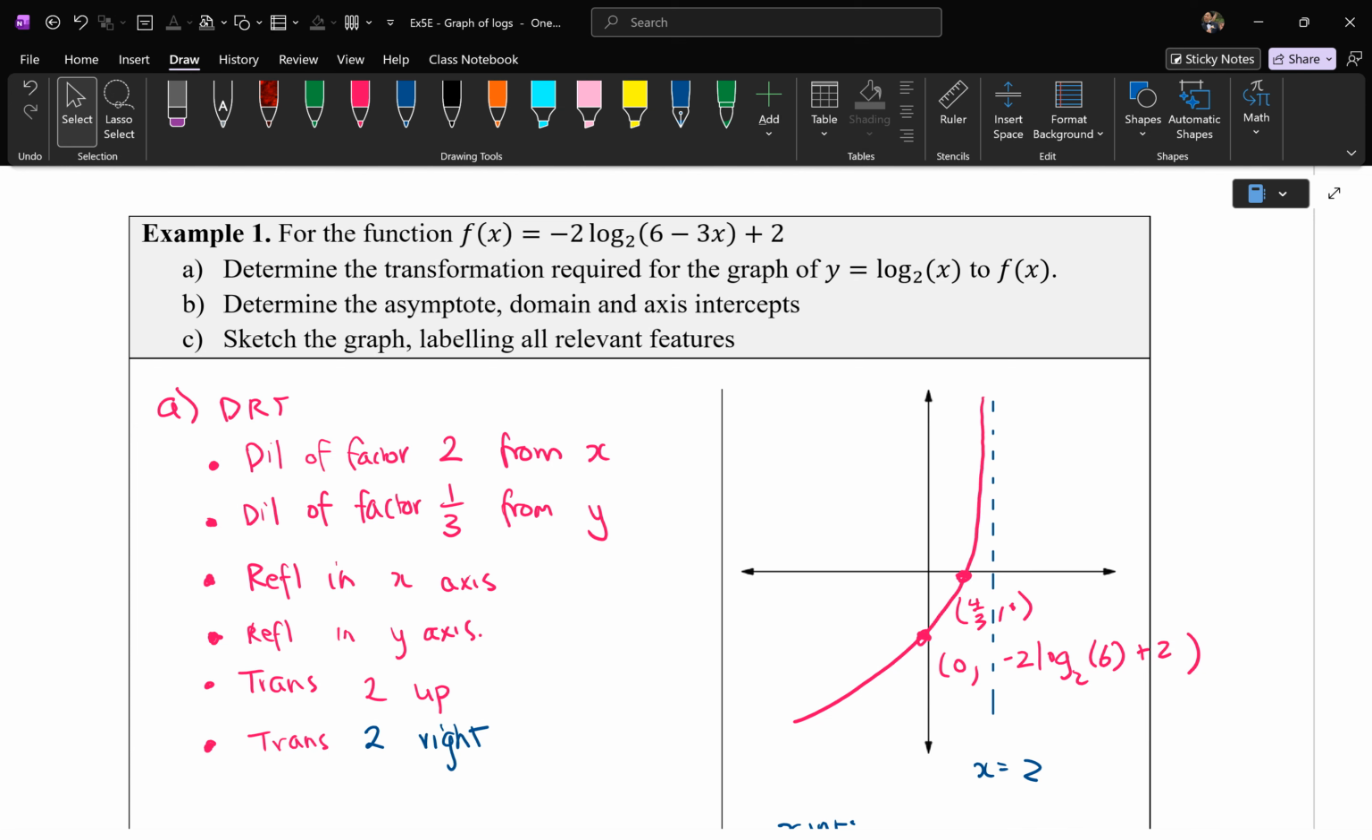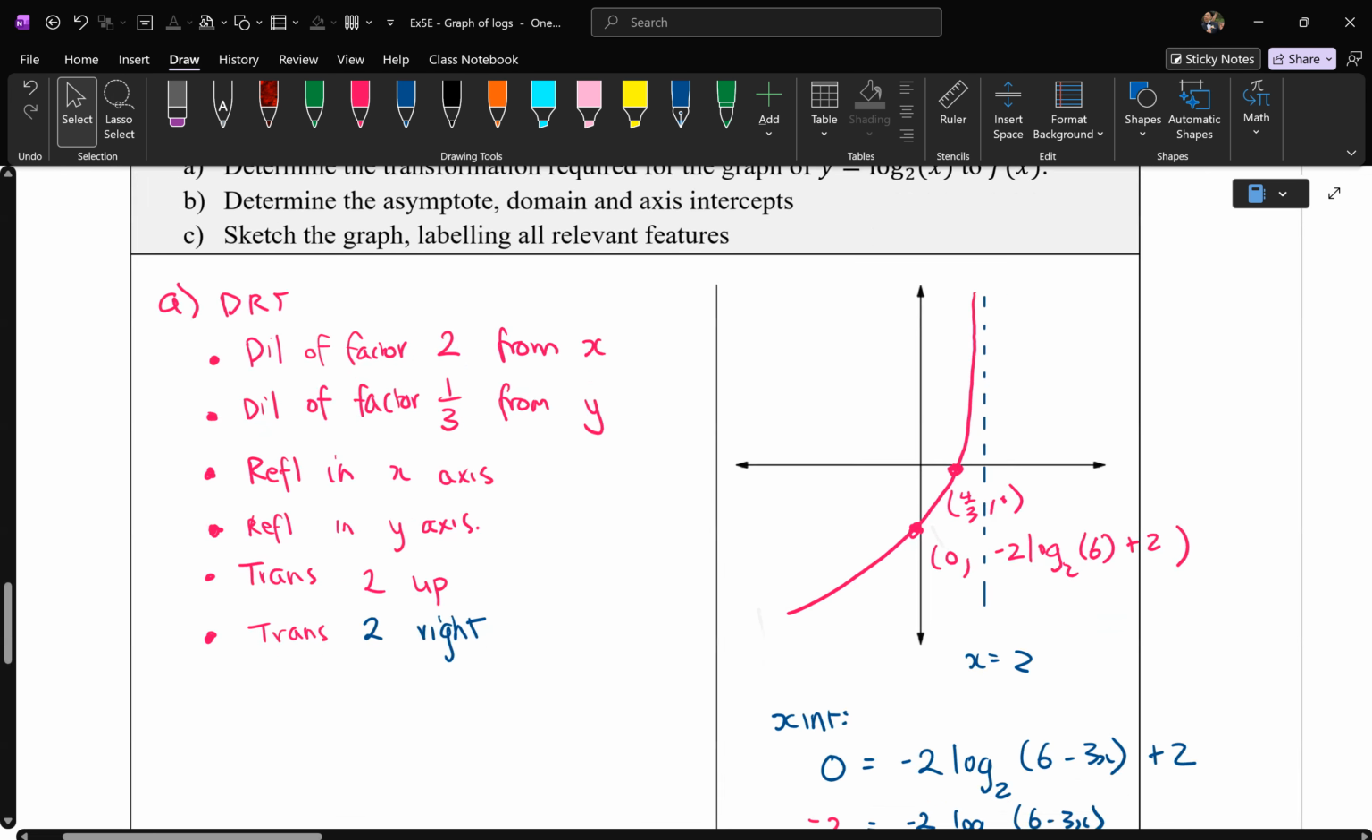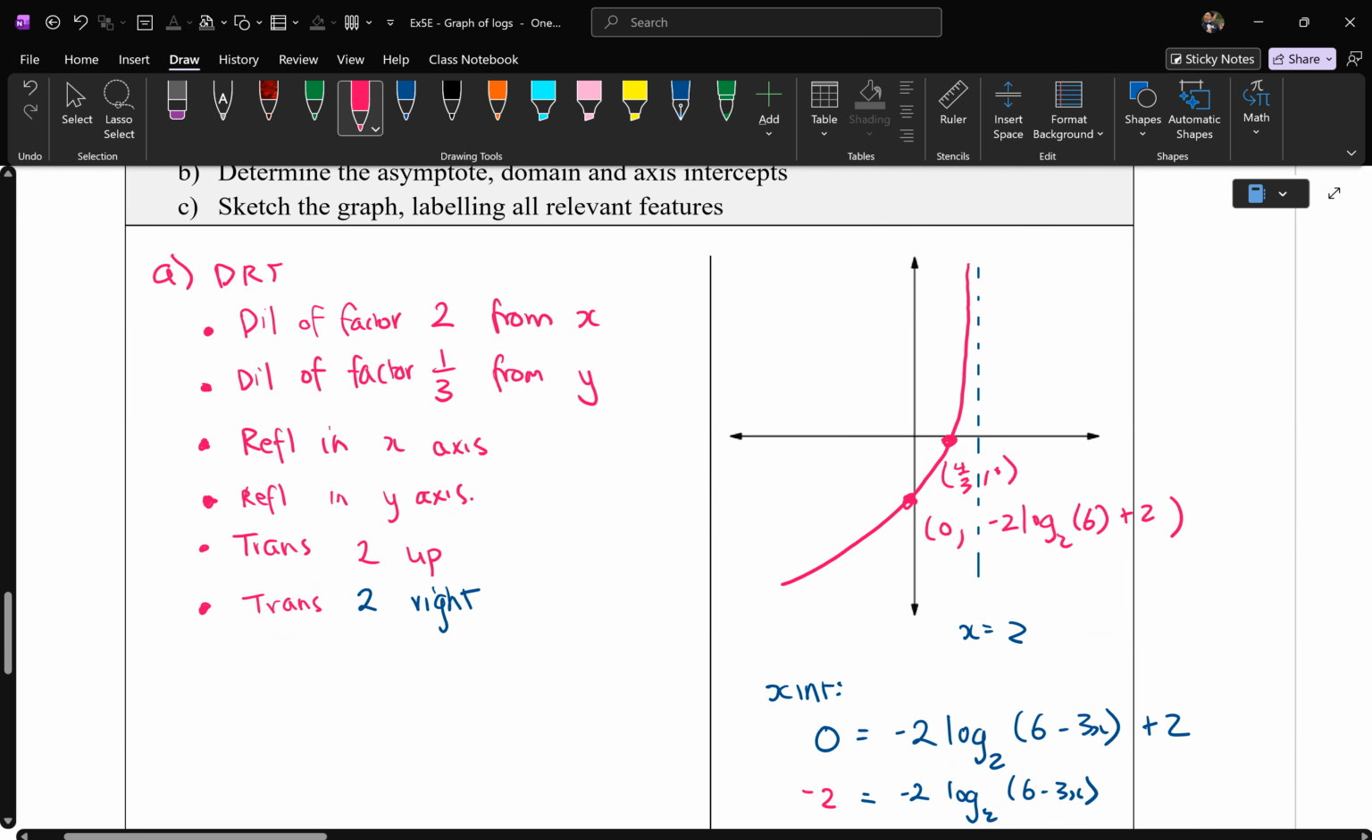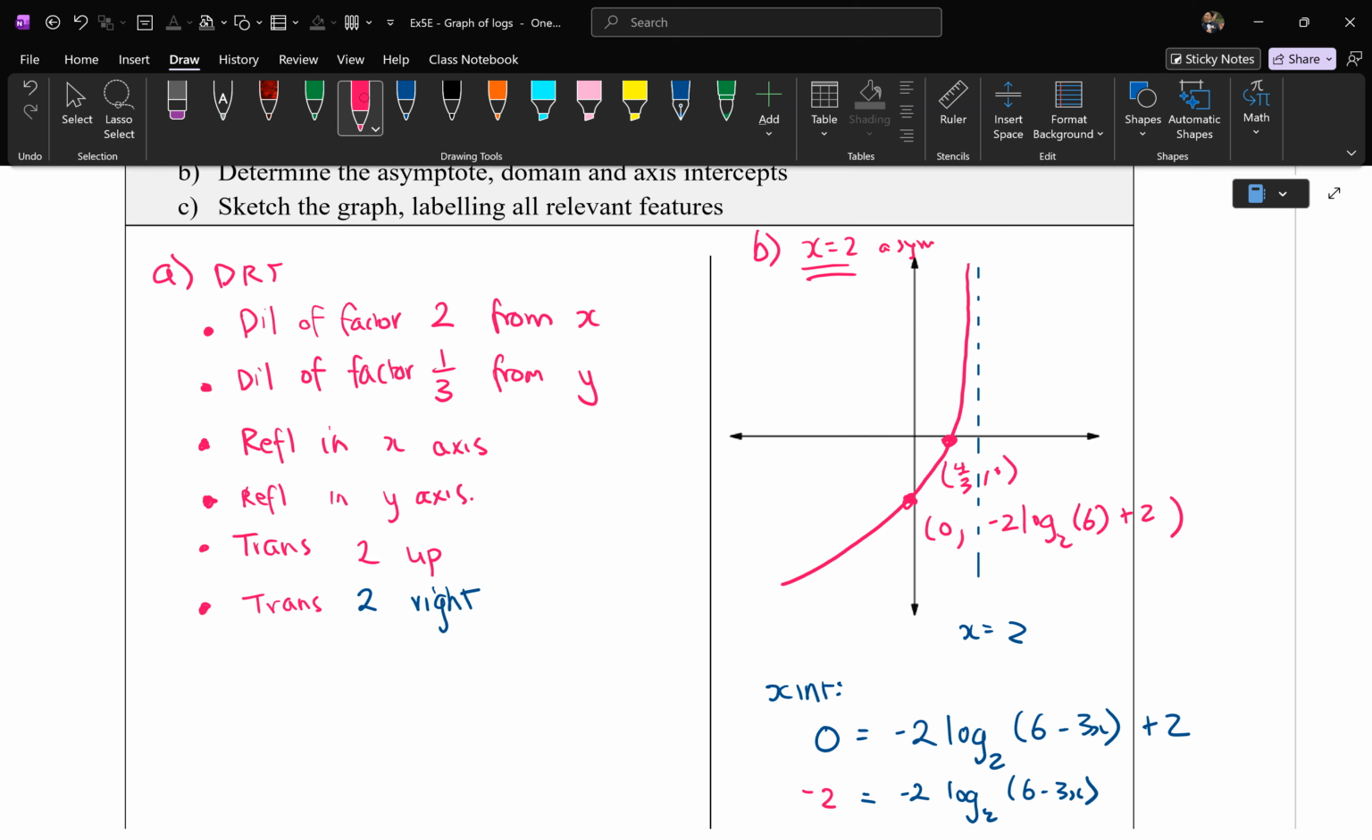Then determine the asymptote. Well, once you know how much you're moving up, down, left, right, we know the log graph only had a vertical asymptote. So as long as you move left and right, that's the only time it affects the asymptote. So here it says translate 2 to the right. Therefore, the asymptote has moved 2 to the right. Okay, so answering part A and part B. Part B must mean that x is now moved to the right, so the asymptote is at x equals 2.